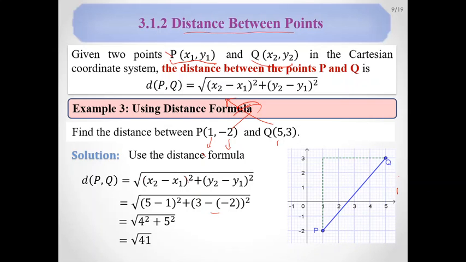Now, if you want to visualize it, you can plot the points here. (1, -2) is P, and Q (5, 3) is here. Q is this point. And again, the idea here is using the Pythagorean theorem. So the distance here and the distance here are calculated, and you take the squares, get the sum, and get the hypotenuse of the right triangle.